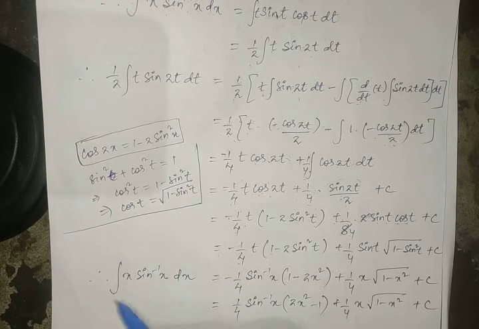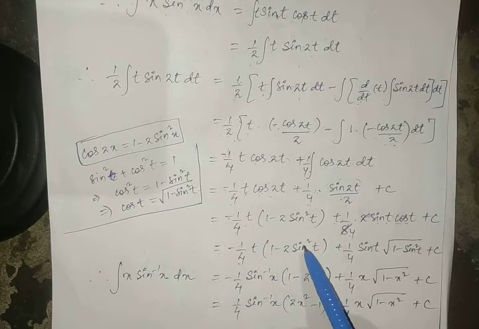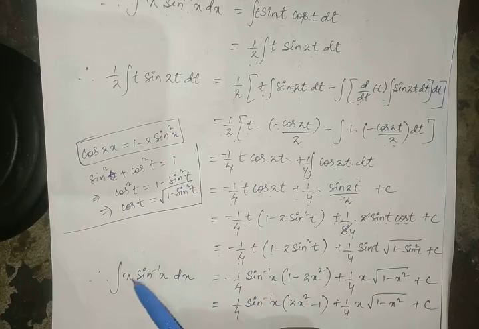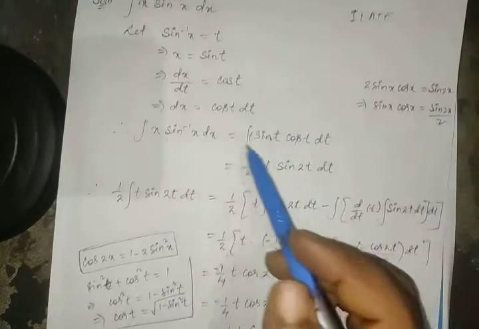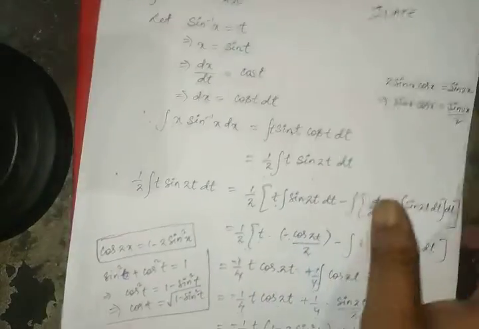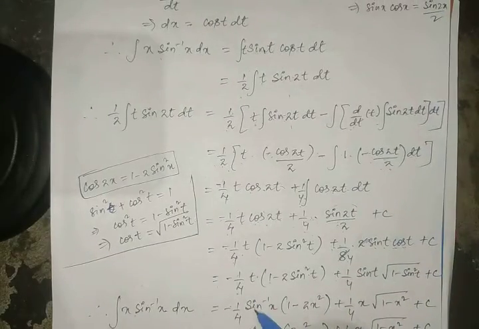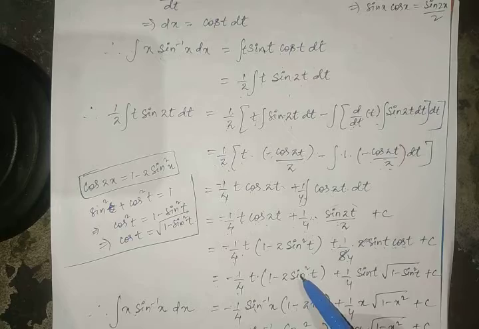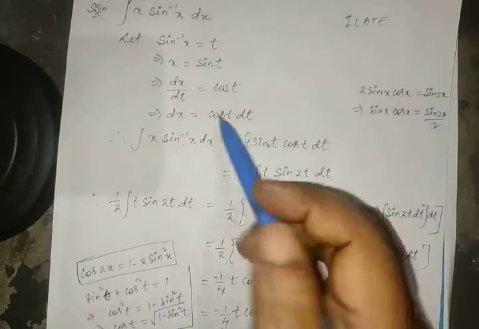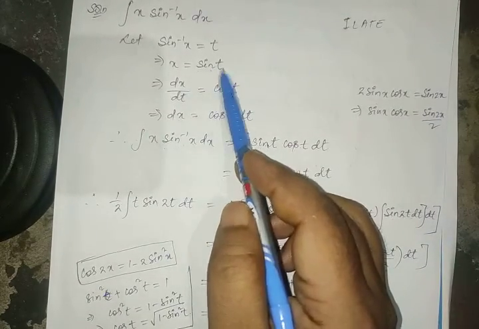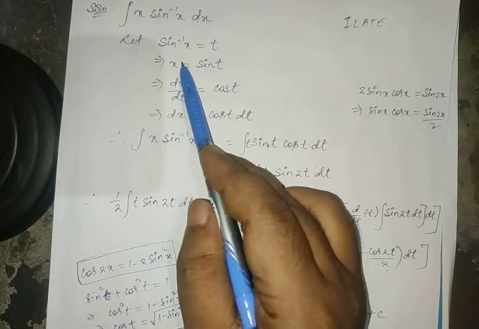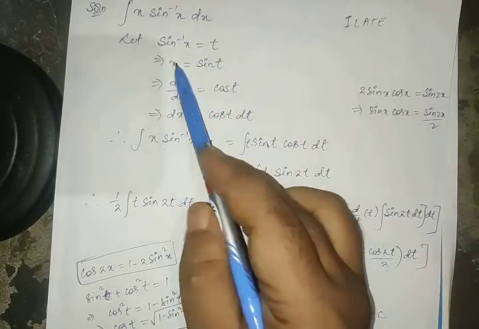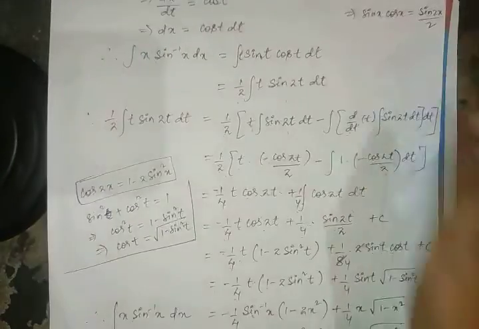Next, okay, so therefore integration of x sin inverse x dx, now we'll just put the value of t. It will be minus 1 by 4, and what is t? t is sin inverse x. So in place of t we will write sin inverse x times (1 minus 2 sin square t). Okay, what is sin square t? See, sin t is x, right? So sin square t, just square both sides, will become x square. So in place of sin square t we can write x square.